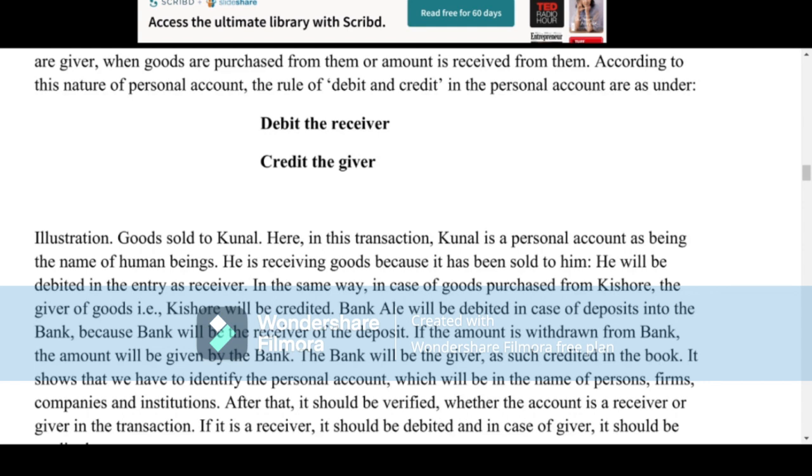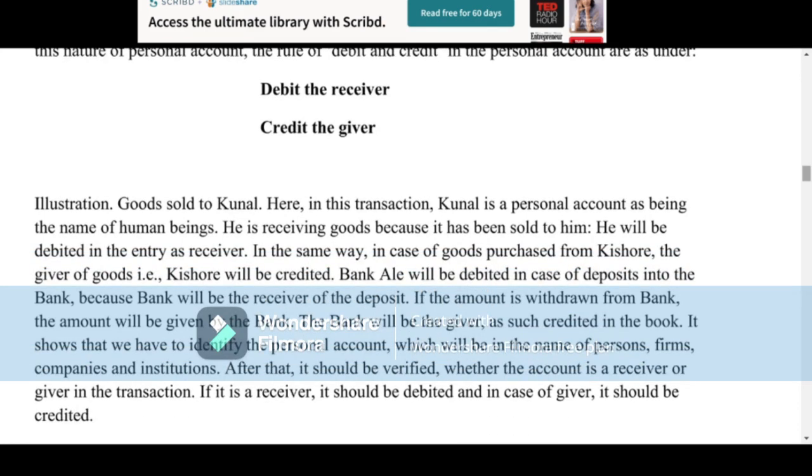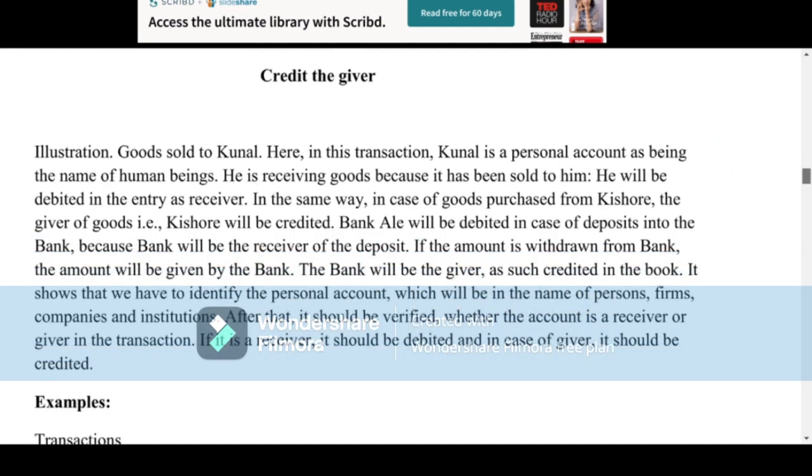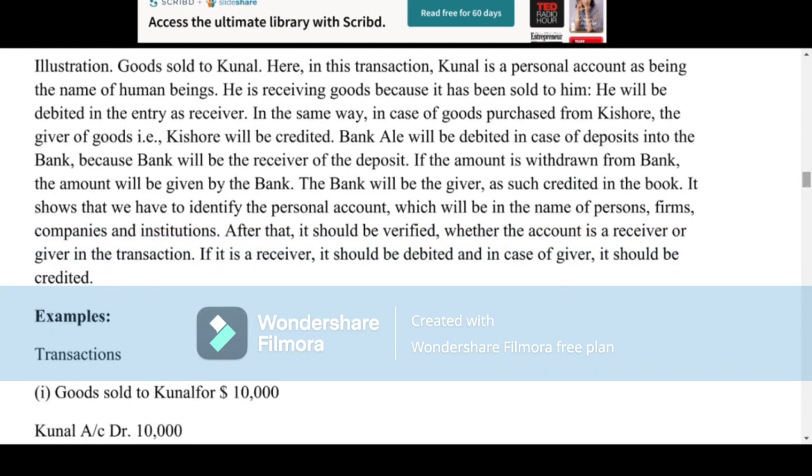It shows that we have to identify the personal account, which will be in the name of persons, firms, companies, and institutions. Let's suppose I'm going to buy something from your company in bulk quantity. Now I cannot pay cash against those goods, so I will write a check and deposit that check in your bank account. So what you can do is debit the bank and credit the sales. The bank will be the giver and as such credited in the books.